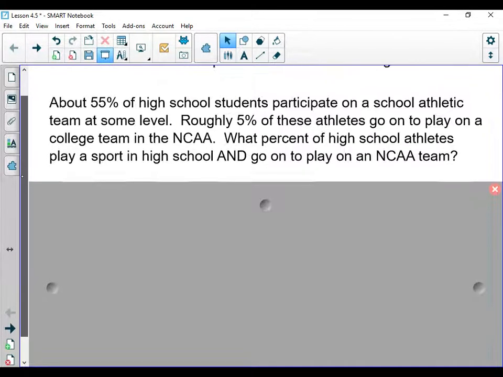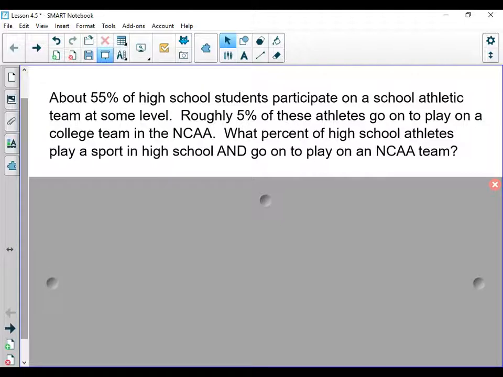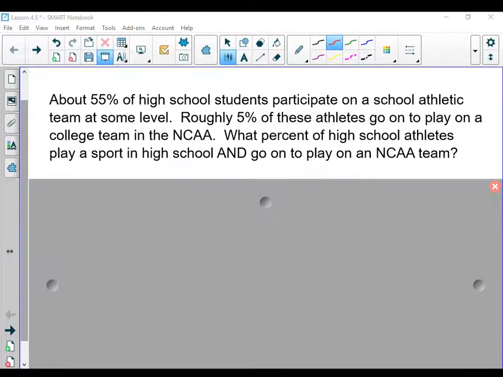Here's a situation where we might use that general multiplication rule. This says that about 55% of high school students are going to participate on a school athletic team at some level. Roughly 5% of those athletes go on to play for a college team in the NCAA. We want to know what percentage of high school athletes play a sport in high school and they go on to play on an NCAA team. So we talked about this the other day.